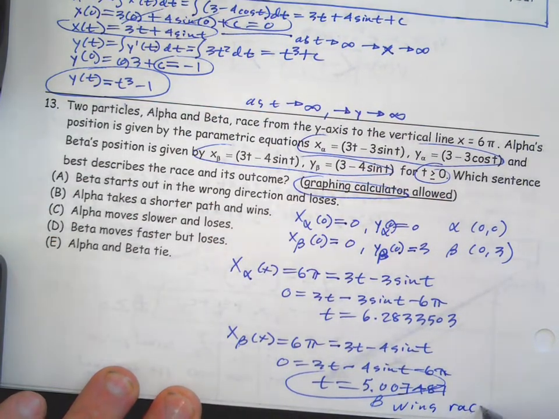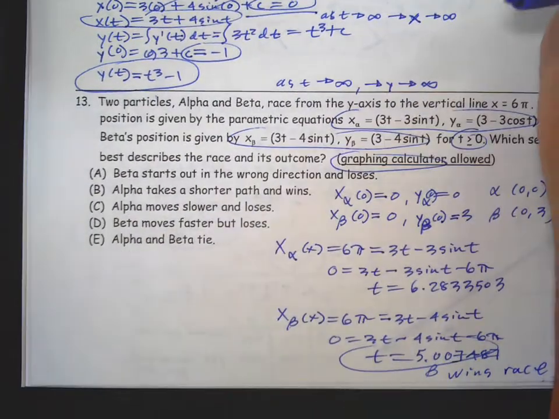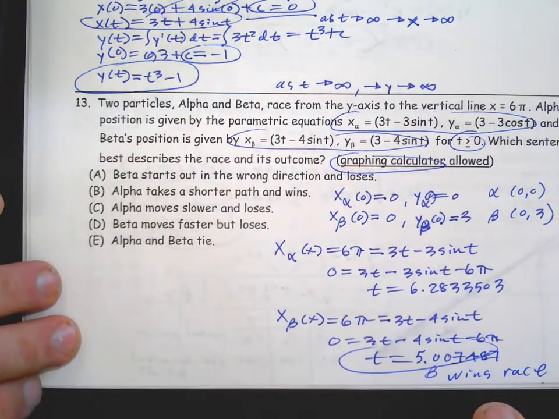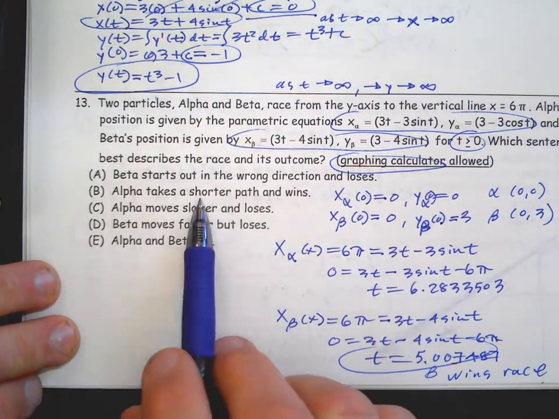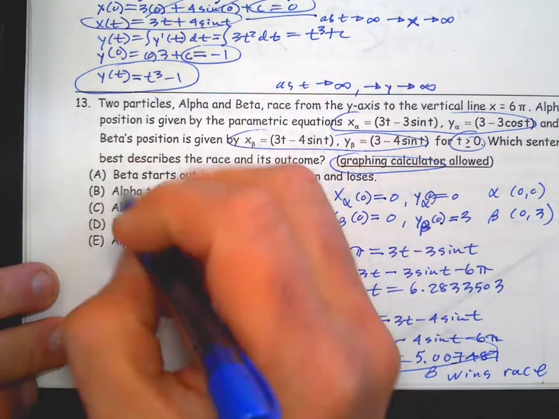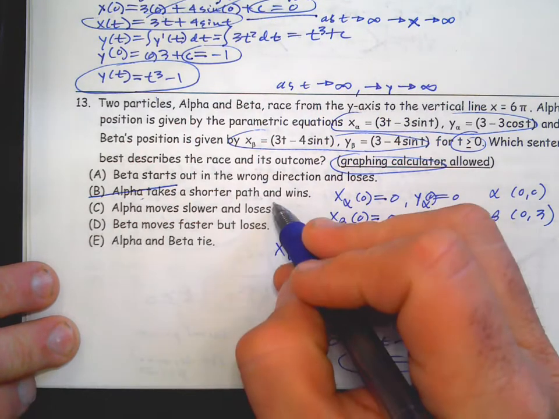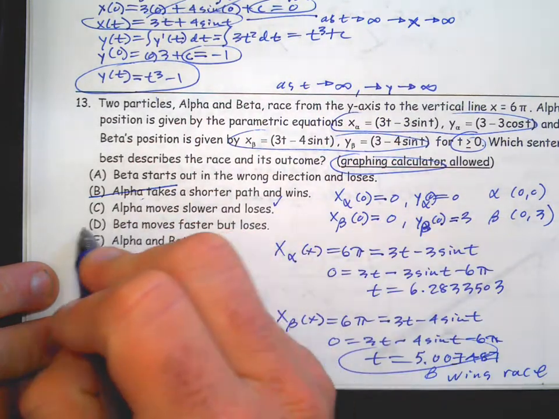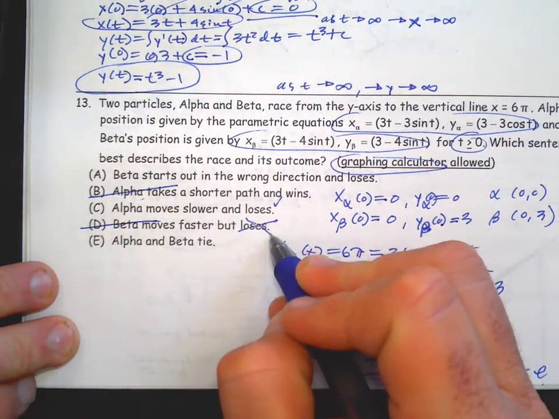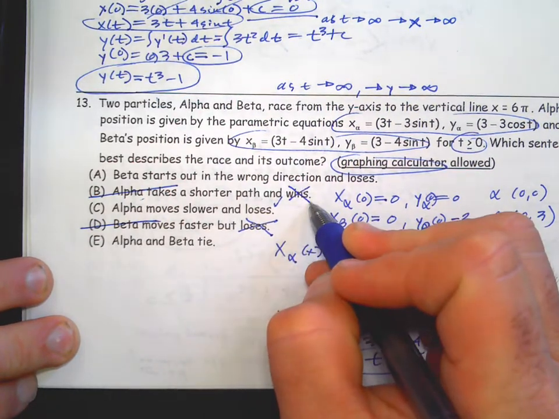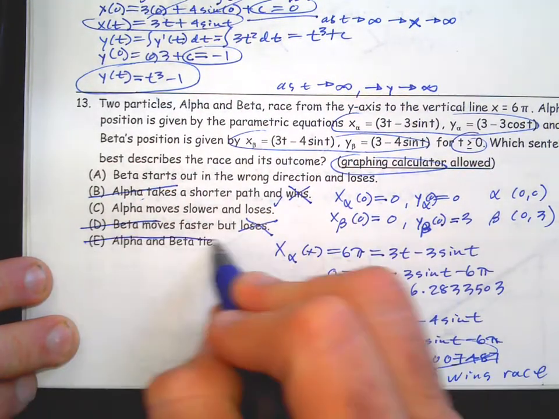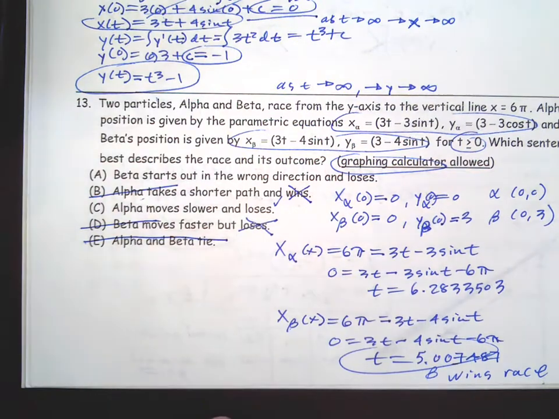Now, I think some of these say beta starts out in the wrong direction. I'm not sure about that. Alpha takes a shorter path and wins. Well, alpha definitely does not win. Alpha moves slower and loses. Well, it definitely loses. Beta moves faster and loses. No, it doesn't lose. Alpha and beta tie. No. So I think it's between A and C. They both say alpha loses, beta wins. But did beta start out in the wrong direction?